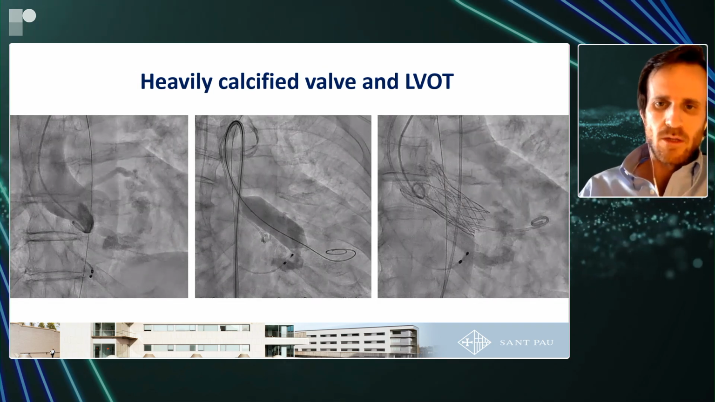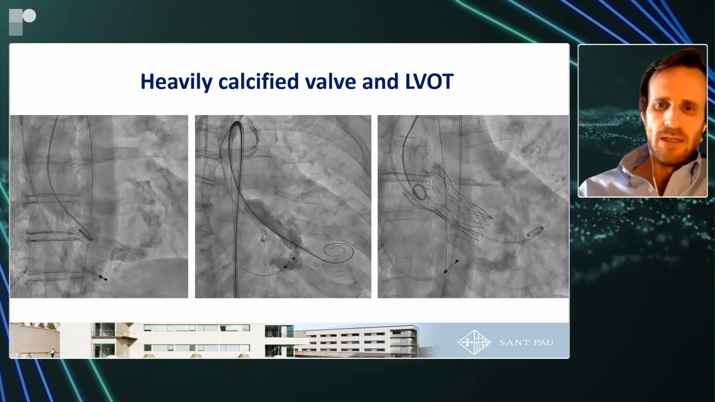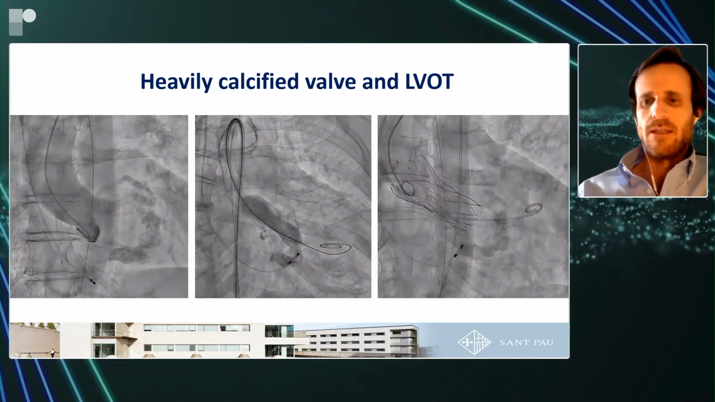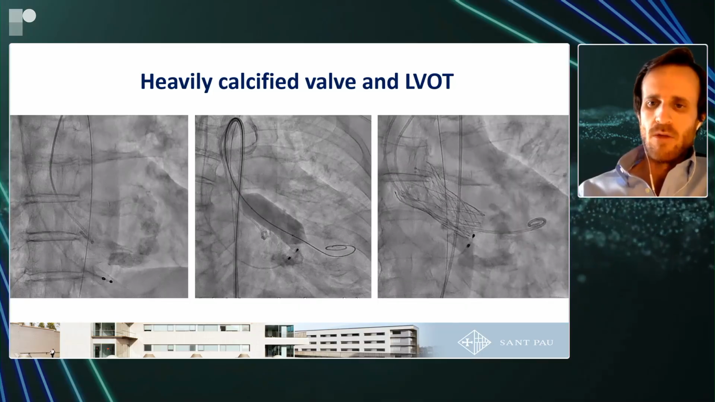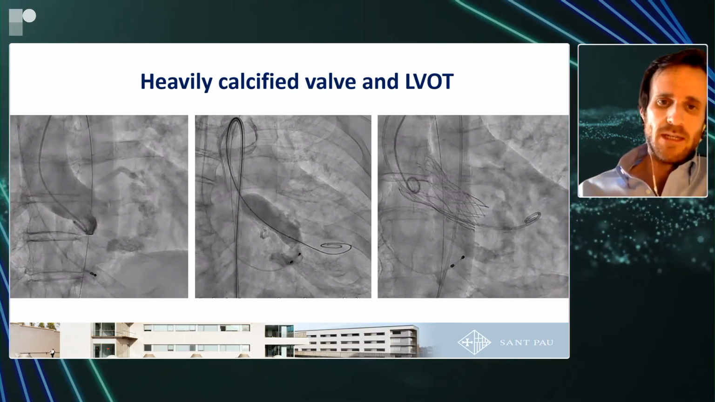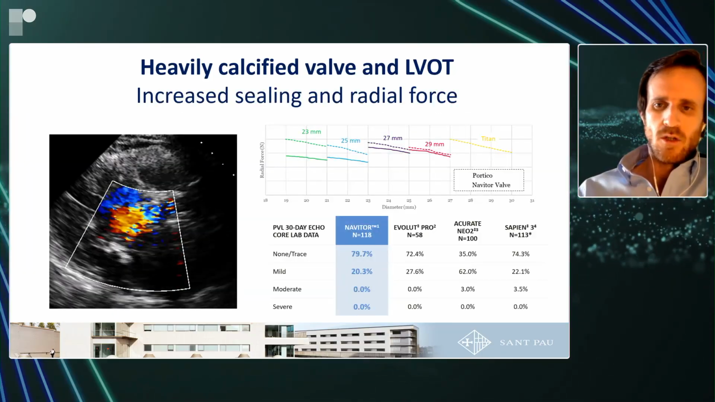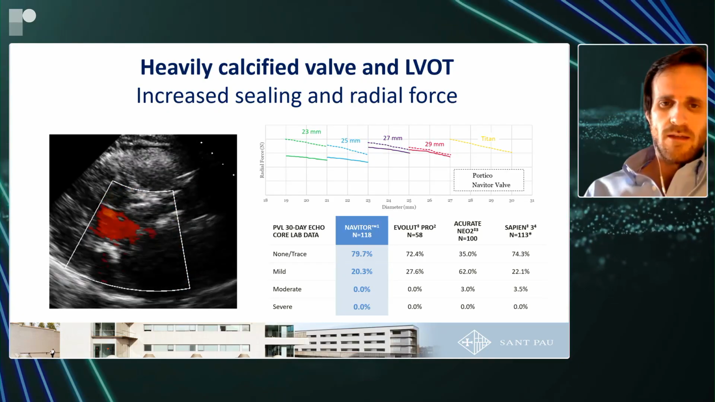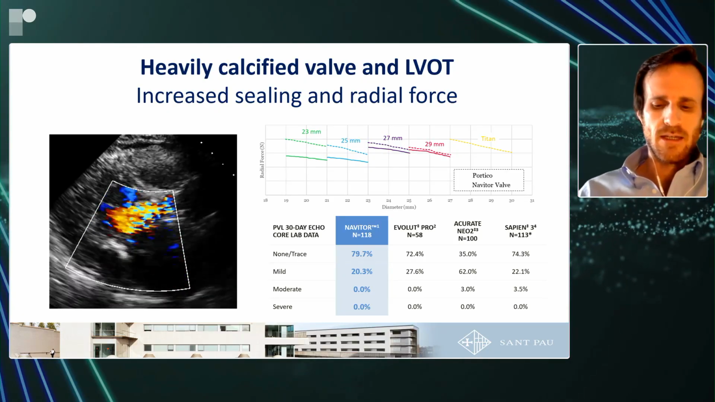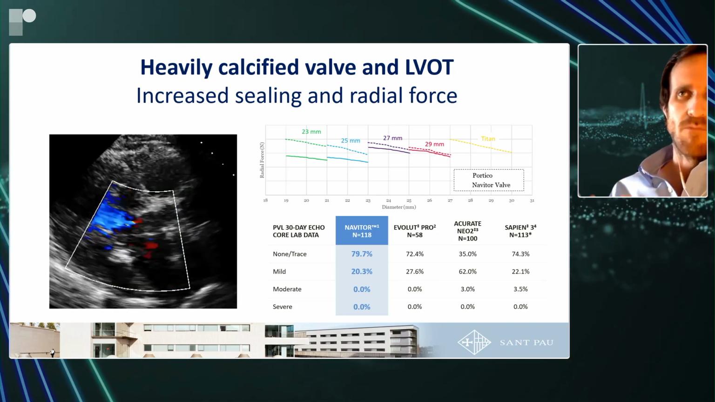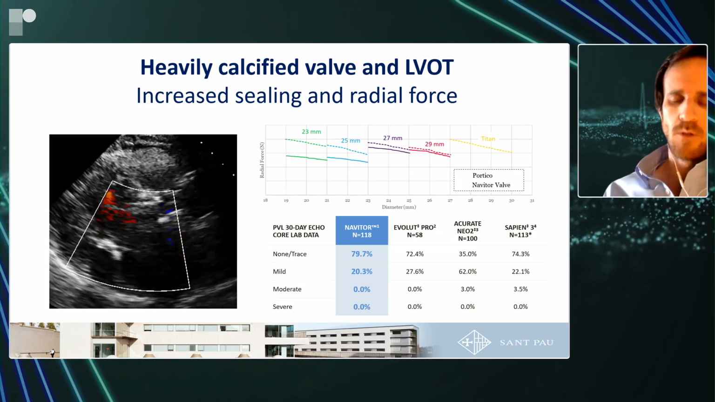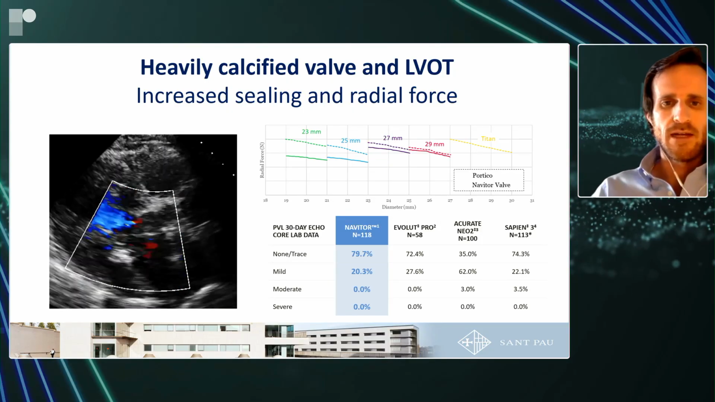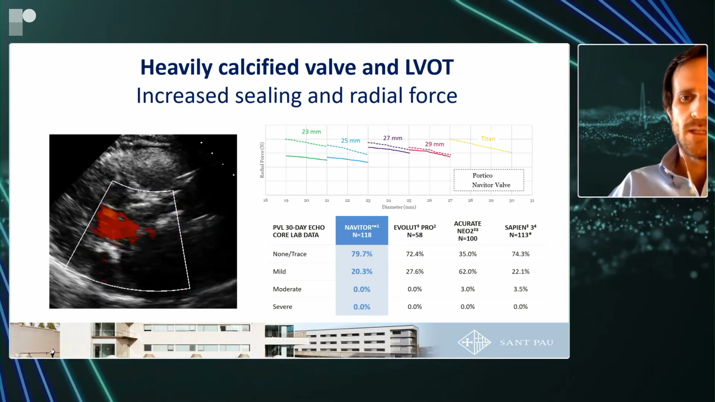We pre-dilated with a 20-millimeter balloon with a good expansion, and we did a slightly low implant in case we needed to post-dilate, with a very good result, and actually we didn't need to post-dilate. So we can see in the echo the final result with no PVL at all. So this case highlights the huge improvement of this new generation valve in terms of better sealing and increased radial force, especially for the two smaller valves, the 23 and 25.